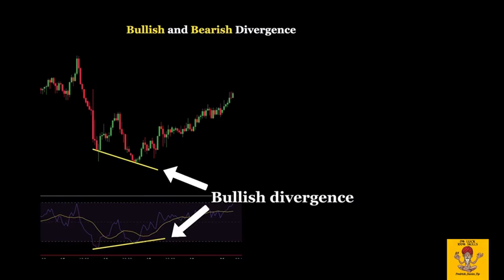Even though price keeps falling, the RSI suggests that selling pressure is weakening. This could be a sign that a bullish reversal is on the way. Bullish divergences are often strong signals that the trend may soon shift to the upside.